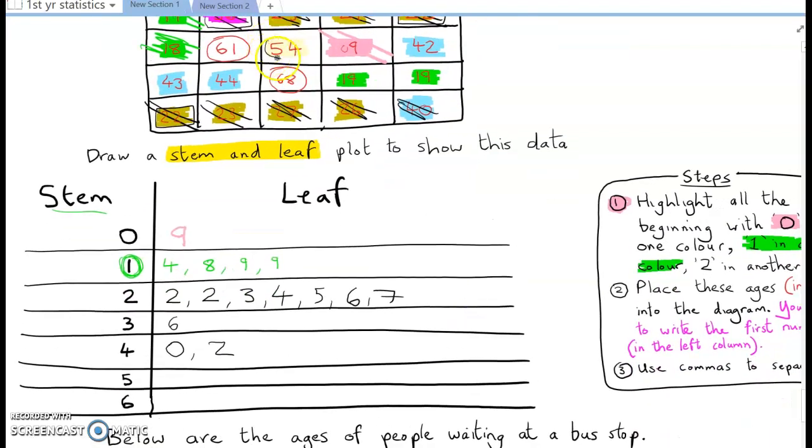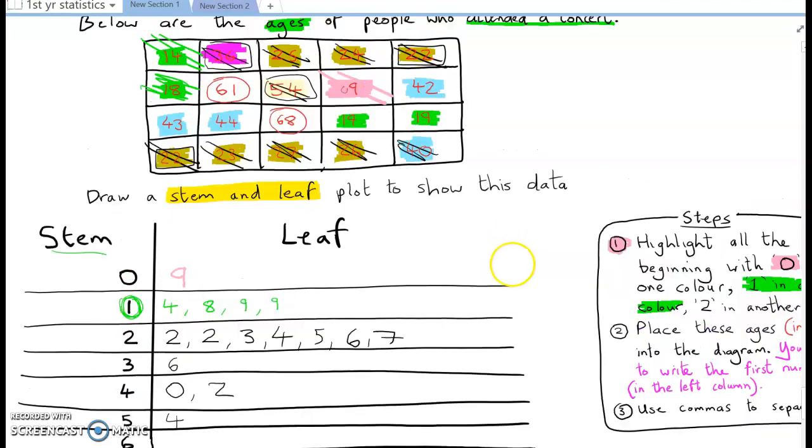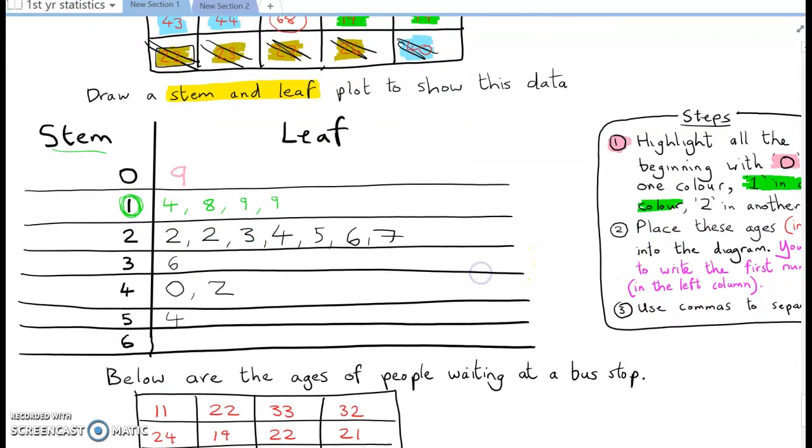There's only one of them, isn't there? This guy here, 54. So I put in 4. He's gone. Now I do my 6s. There's only 2 of them. They're circled in red, 61 and 68. Which number comes first? 1 followed by 8. And they are all my ages.